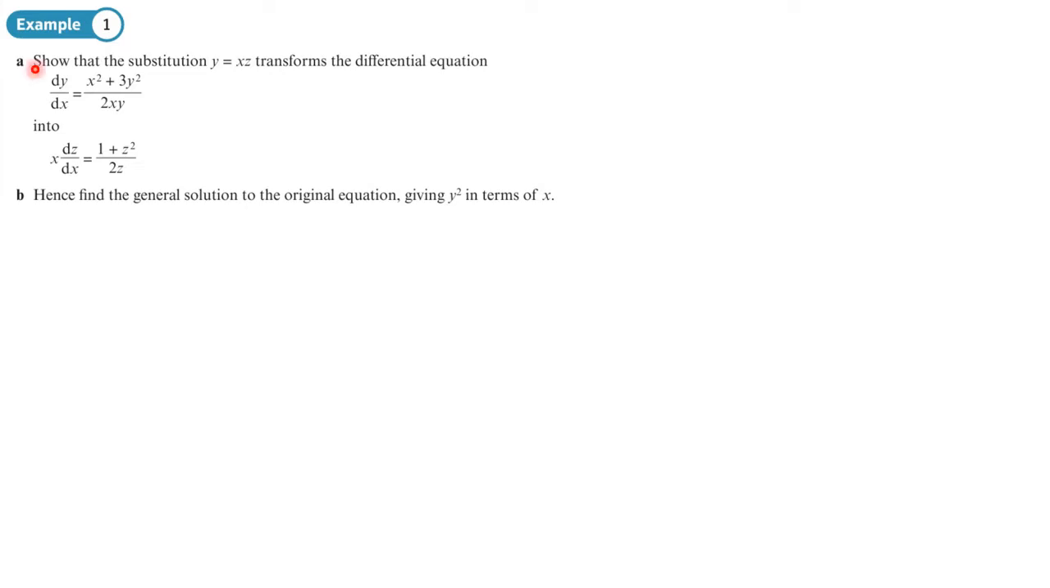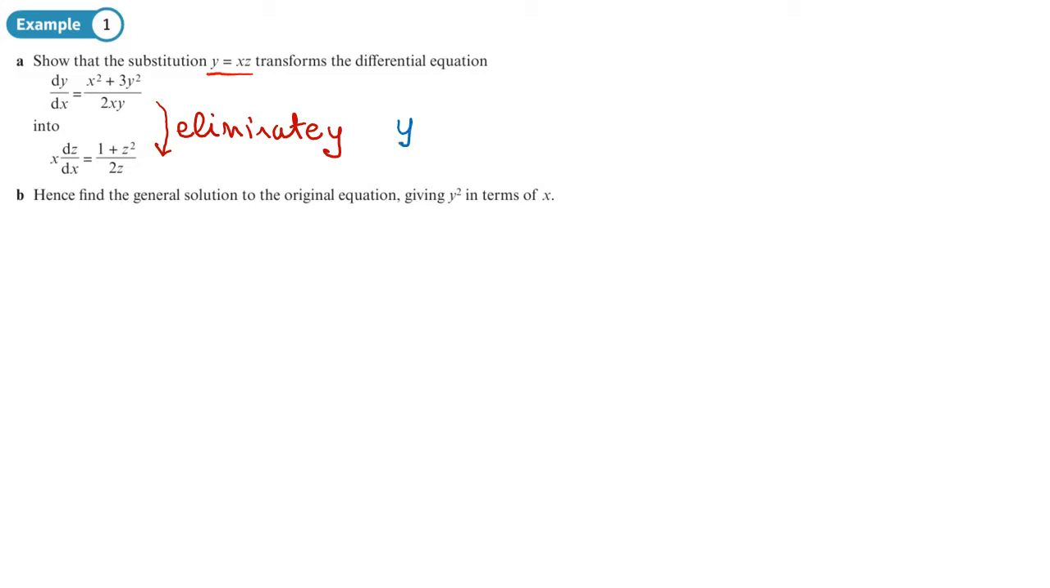So this question says that we want to show that this substitution, y equals xz, transforms this differential equation into this one. So before we dive in and start just doing substitution, let's see what's actually happened. If I look at this and compare it with this, there's no y terms in this. So what's happened to get from here to here, we've eliminated y. So that's what we need to do, is to eliminate y. Now, how can we eliminate y? Well, we can use the substitution.